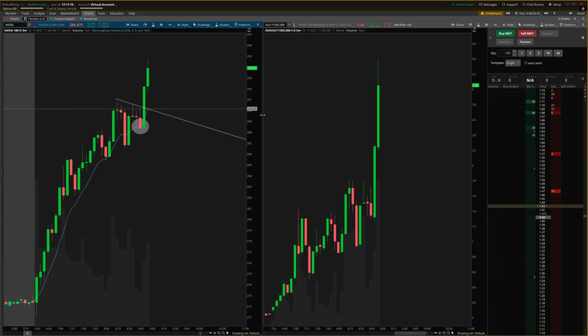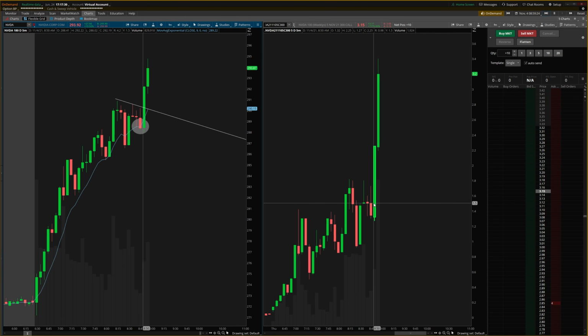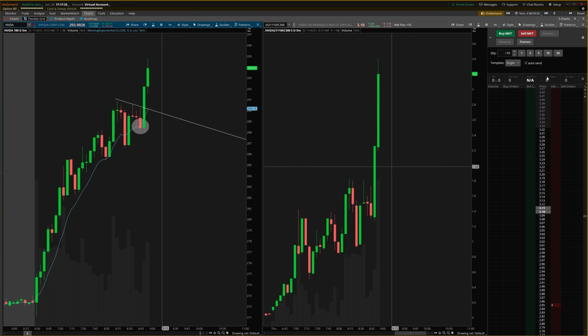So we just fast forwarded 10 minutes. The bull flag obviously broke out. I mean, we know it broke out. And contracts are all the way up here at 305. So we got in down here at like $1.40. The contracts are already up 100% in less than 10 minutes.